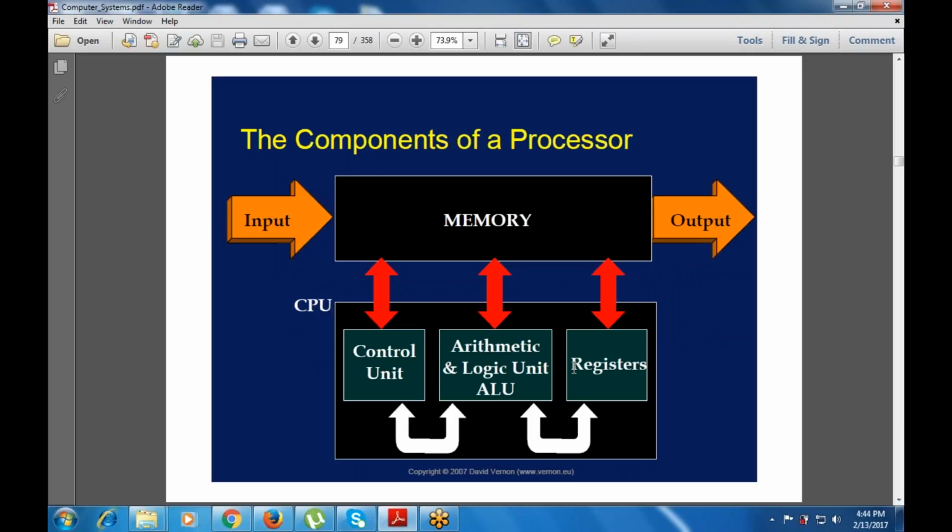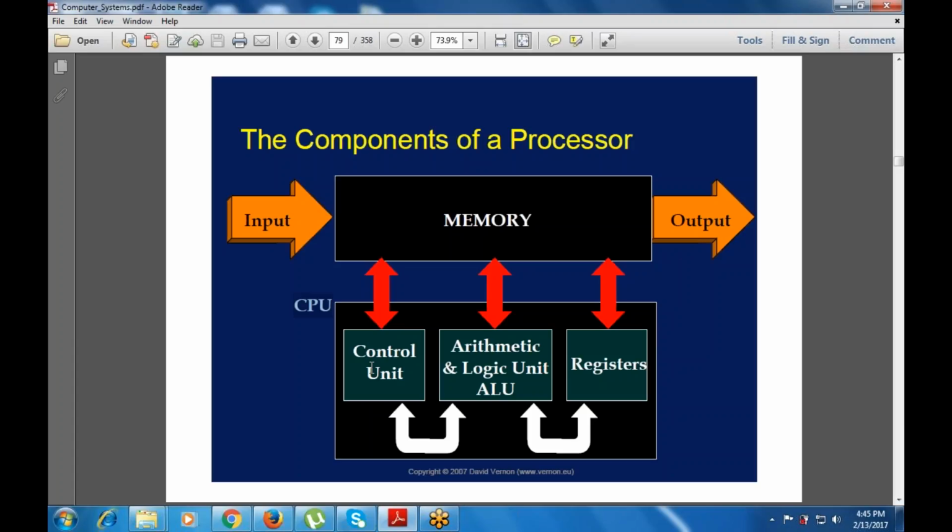The next one is the components of a processor. There is input, there is memory, there is output, and there is a CPU, in which there is a control unit. Now, each and every function is very important. Why? Because the control unit controls each and every operation of a computer system. Whatever the operation that we are dealing with, that is controlled by the CPU.